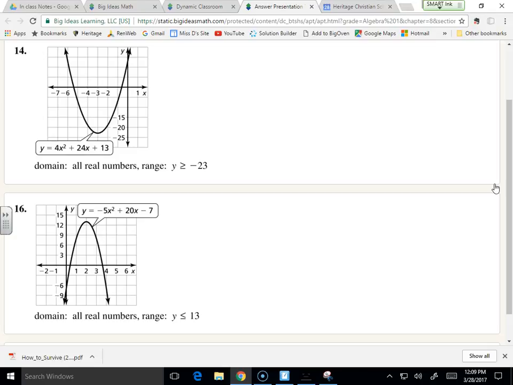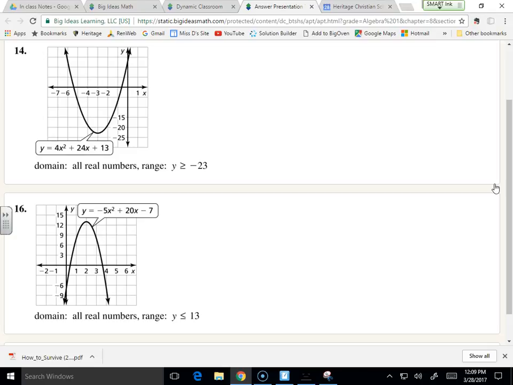Now kiddos, all parabolas. Domain, we talked about it actually back in section 8.1.2. How left, how right, domain is x values. How left, how right will every parabola go? What's the domain? Forever left, forever right, all real numbers. Range, how low, how high.